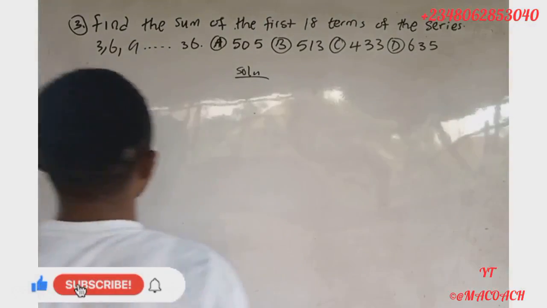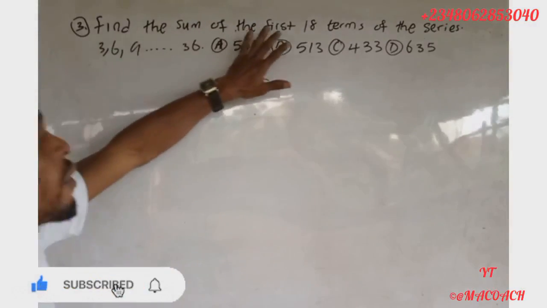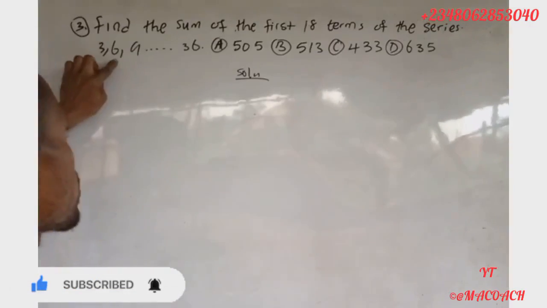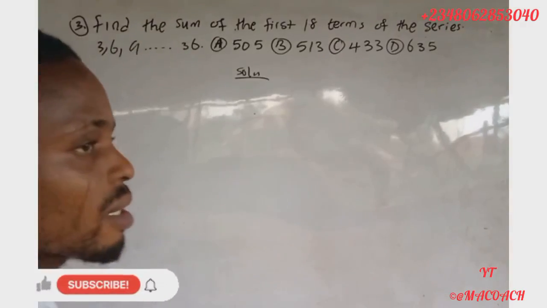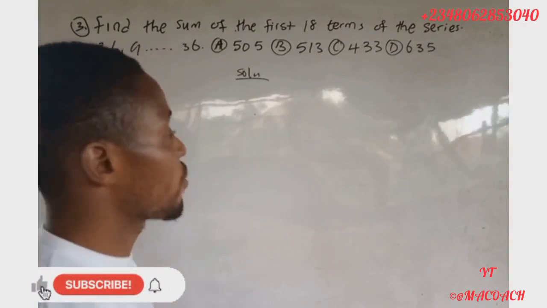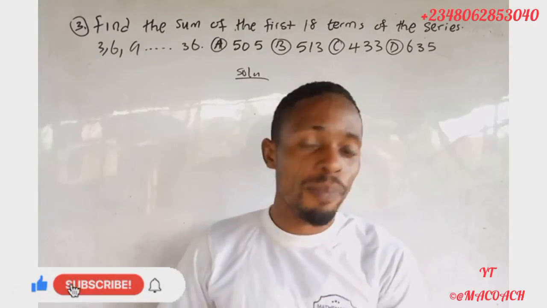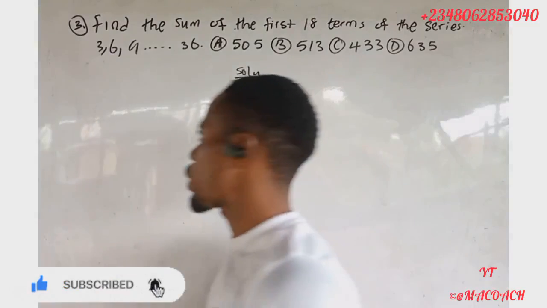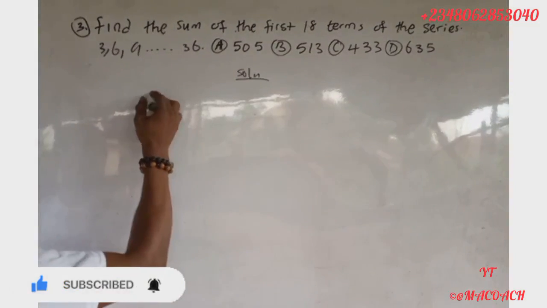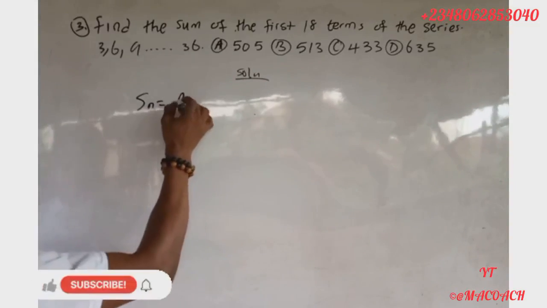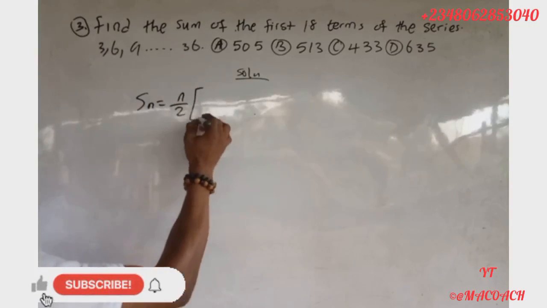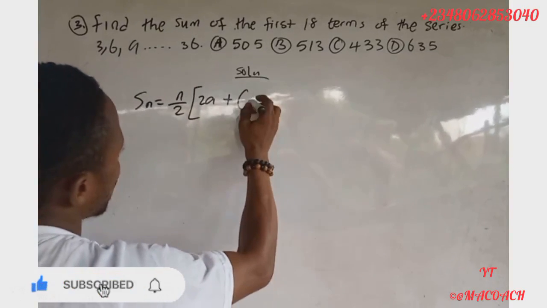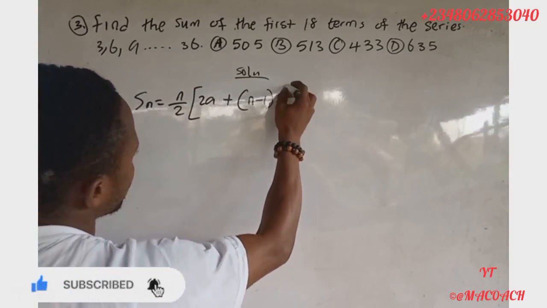In this place, we have to find the sum of the first 18 terms of the sequence. We are given the sequence as 3, 6, 9 up to 36. What you have to remember now is AP, because this topic is under AP, which is arithmetic progression. And remember the sum of an AP: Sn is equal to n over 2, open bracket, 2a plus, open bracket, n minus 1, close bracket, multiplied by d.